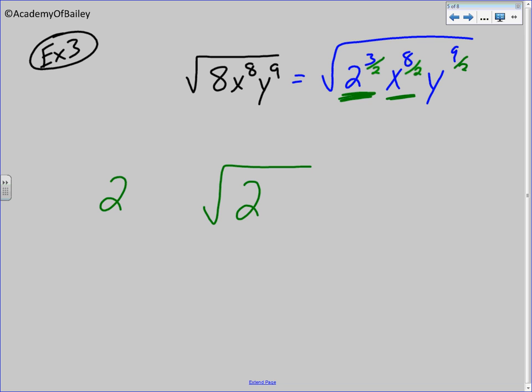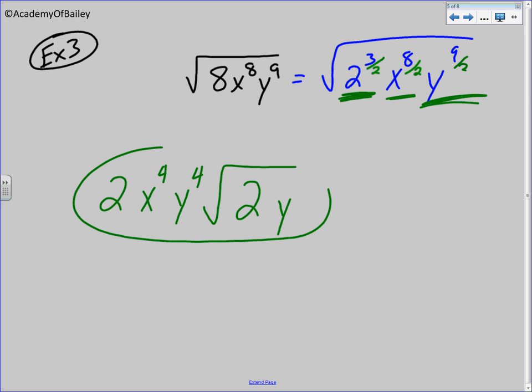How about the x's? 8 divided by 2 is 4, so 4 pairs will come outside of the radical. And then 9 divided by 2, well, you can bring out 4 pairs, but in this case there's going to be a remainder of 1 left over. And so this is the simplified version of that.